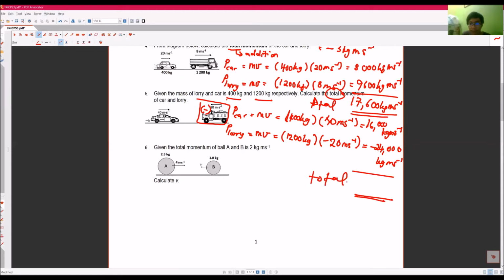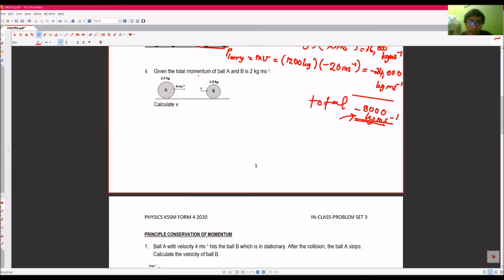So the total is minus 8,000 kilogram meters per second. Since the total has a negative sign, that means the lorry has a larger momentum overall. And if they both collide, then the car will be slightly to the left. The position of the car and the lorry will be on the left instead of on the right or in the middle.